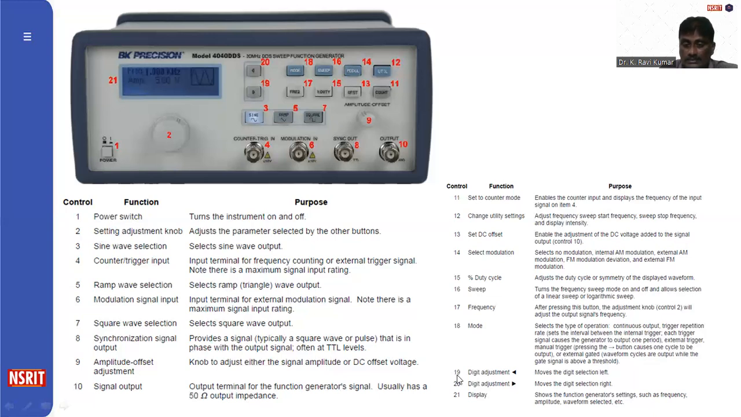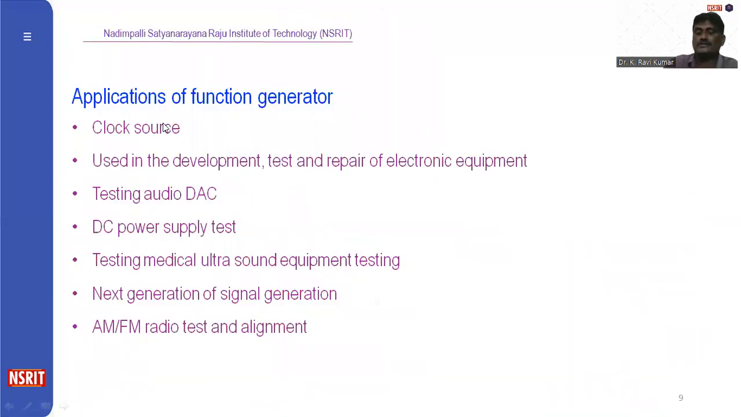The 19th one is the digit adjustment. By using the 19th button, we can move the digit selection to the right, and to the left using the 20th one. The 21st one is the display. These are the specifications of a function generator. That is the front panel block functioning of a function generator.